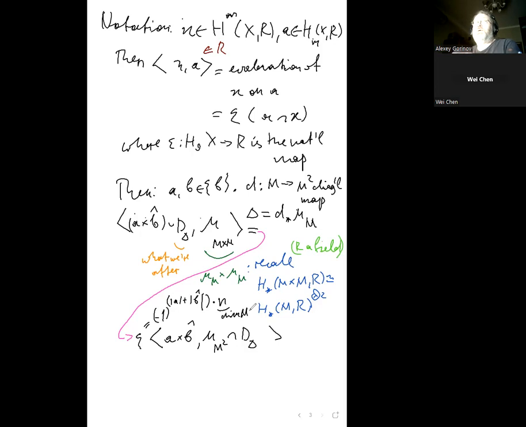And if we have two elements such that the degrees do not add up to n, we declare the pairing to be 0. Okay. And with this definition, the pairing is still non-degenerate. Yeah. Okay. Thanks.